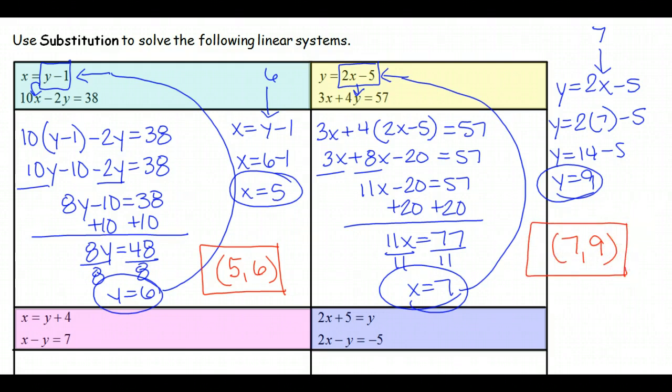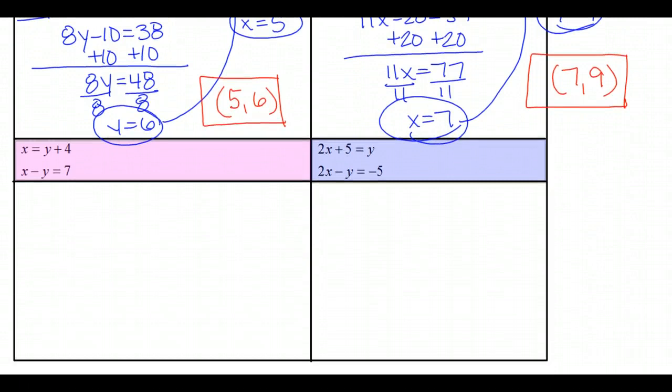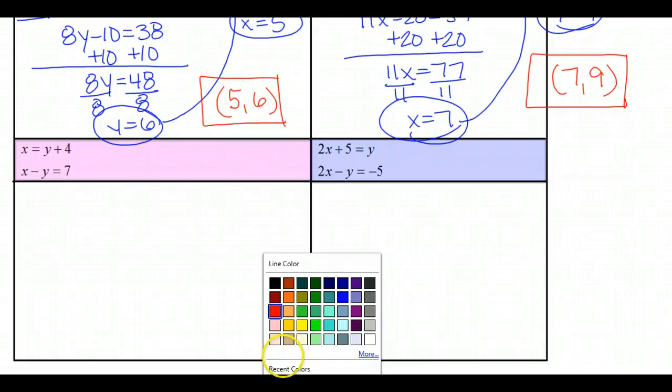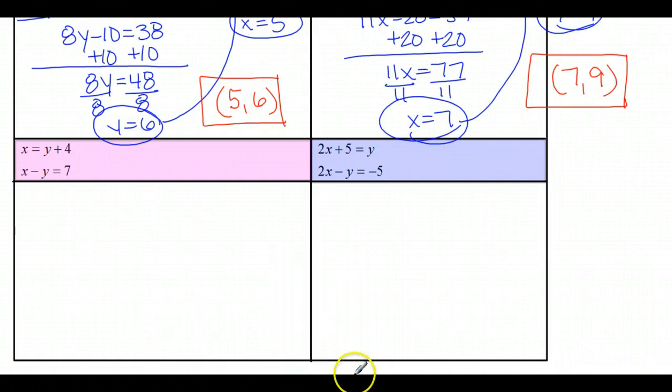All right, let's go ahead and move on to the next example. Here we have two equations, and if you notice in the top equation, x is already alone. So I'm going to take the value of x, and I'm going to plug it into the other equation. So where x is, I've got y plus 4, and then I have minus y equals 7. If we go ahead and simplify this problem, y minus y goes away. So we're only left with 4 equals 7.